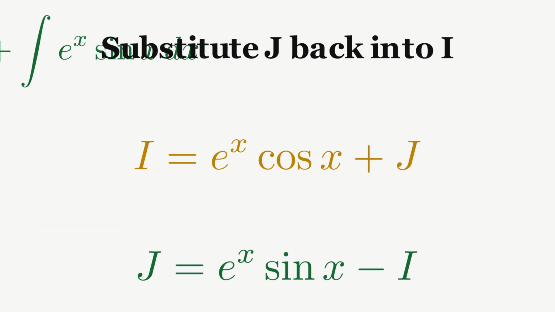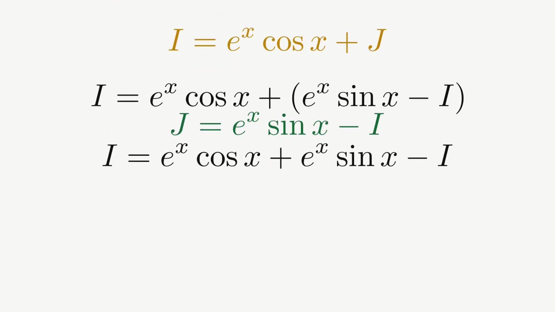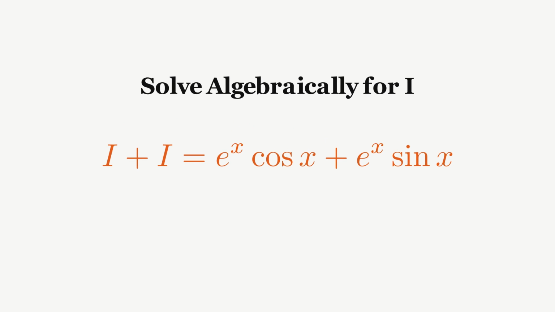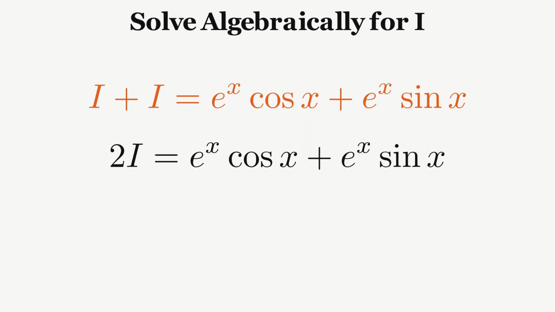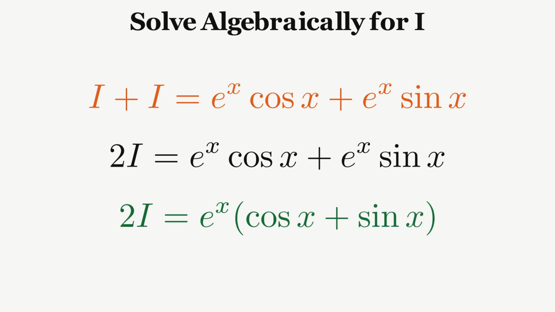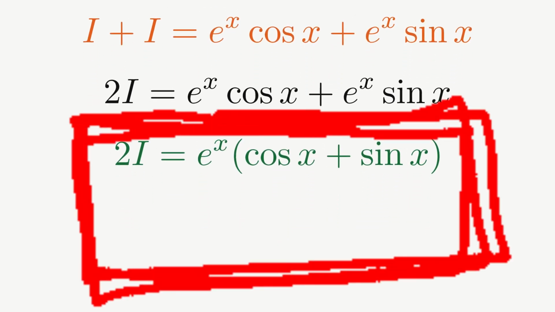After substitution, the equation becomes I equals e to the power x times cosine x plus e to the power x times sine x minus I. Now everything is written in terms of I. Add I to both sides of the equation. Now we have 2I equals e to the power x times cosine x plus e to the power x times sine x. Both terms contain the common factor e to the power x. Factor it out. The equation becomes 2I equals e to the power x multiplied by open parenthesis cosine x plus sine x close parenthesis. Finally, divide both sides by 2.